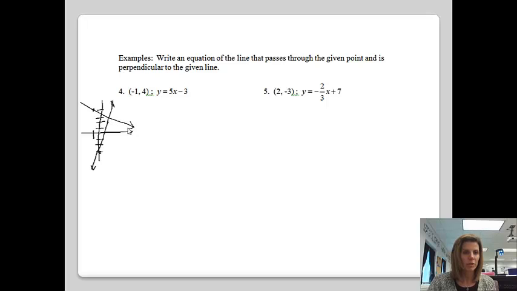So it's going to look something like that. So I am looking for the equation of that line that I just drew. So let's see if we can do it. All right, so I'm going to look at this line, y equals 5x minus 3.